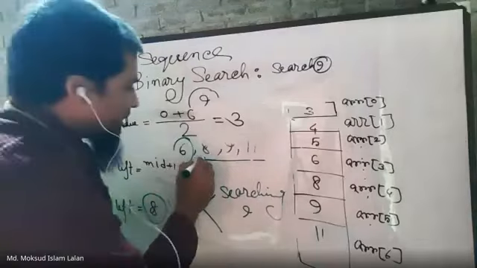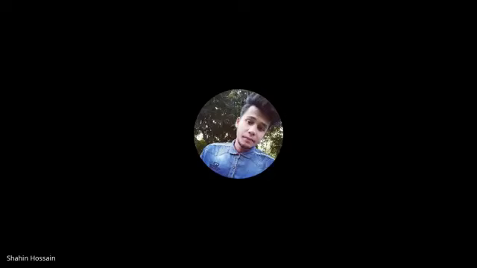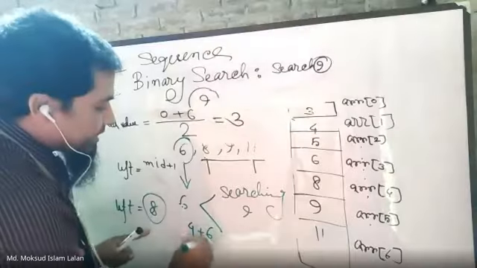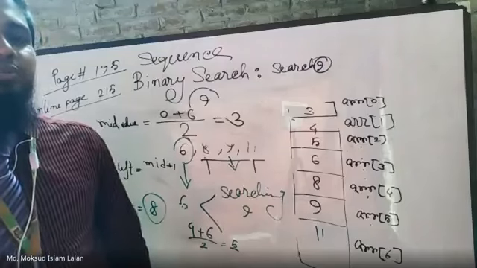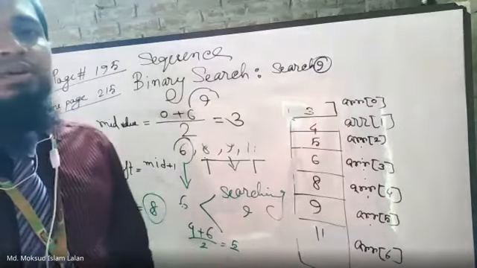Now, initial, this is the terminal. That means 4 plus 6 divided by 2, so the fifth, which is 9, right? Then we should stop, because we have found our target value. Our target value is already found, so we need to stop it, right?